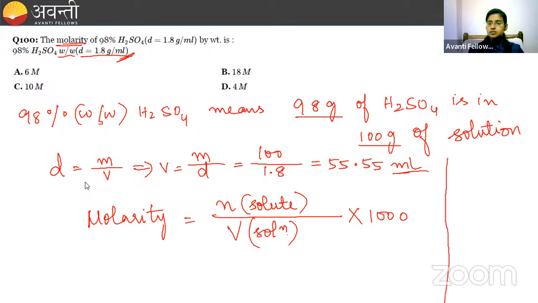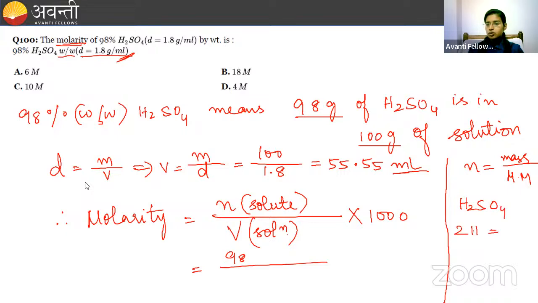Now to find the number of moles, we have a formula: the given mass divided by molar mass. We can use this to calculate the molarity. Therefore, the molarity is equal to the given mass of the solute, which is 98, divided by the molar mass of the solute. To find the molar mass, I take H2SO4. I have 2 hydrogen; for 1 hydrogen the atomic mass is 1, so for 2 hydrogen it is 2. I have 1 sulfur, whose atomic mass is 32. And I have 4 oxygen, each 16, so 16 into 4, which is 64. Now if I calculate, I get 98 as the molar mass of H2SO4.